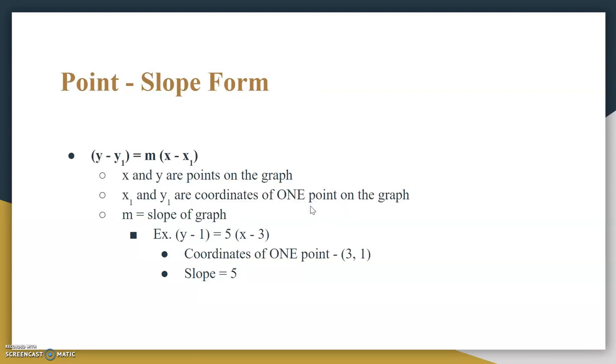This is point-slope form. Y minus y1 is equal to m times x minus x1. X and y are just points on the graph, any point along the line. x1 and y1 are the coordinates of one single point on the graph. M is the slope of the graph. Here's an example. Y minus 1 is equal to 5 times x minus 3. The coordinates of one point on that graph is 3, 1. The slope of this graph is 5.